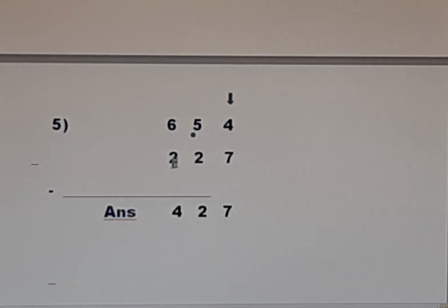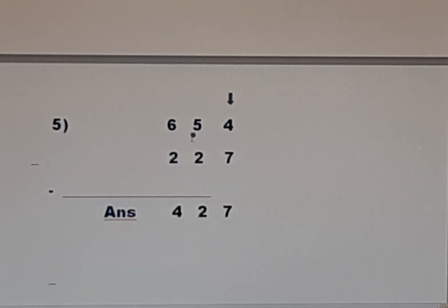654 is a higher number, 227 is a lower number. You have to just check it. You can minus 2 from 6, yeah. You can minus 2 from 5, yes. You can minus 7 from 4, no. So what you will do, you have to make an arrow. Arrow means you have to add tens. You make 14. 14 minus 7 is 7.